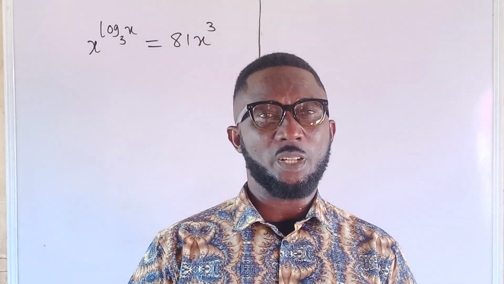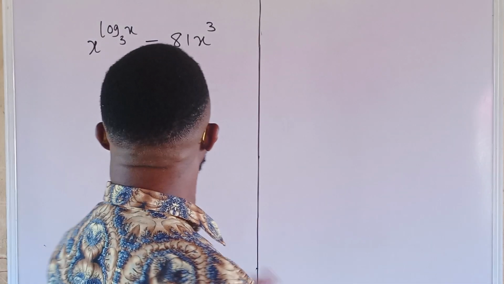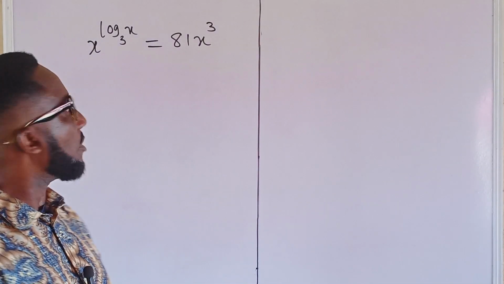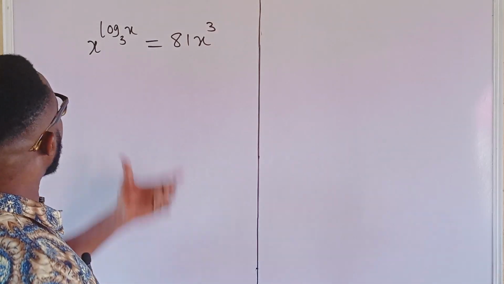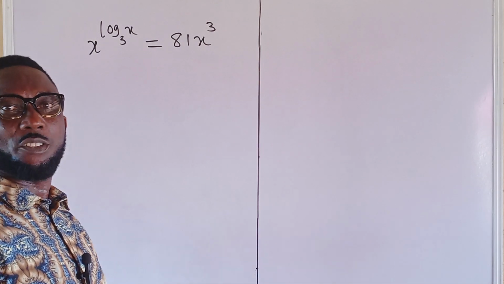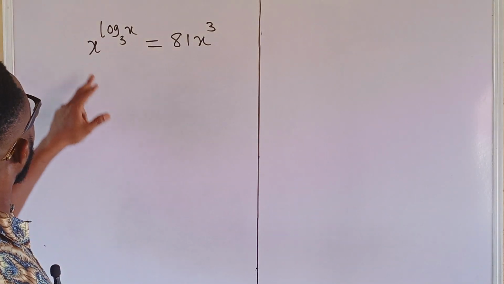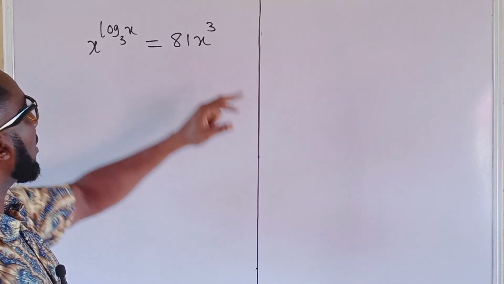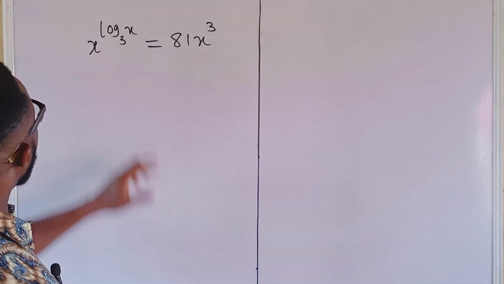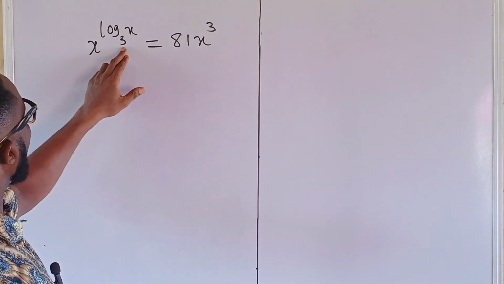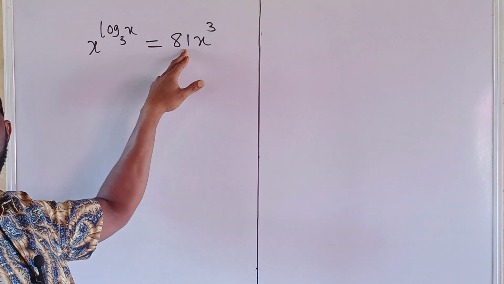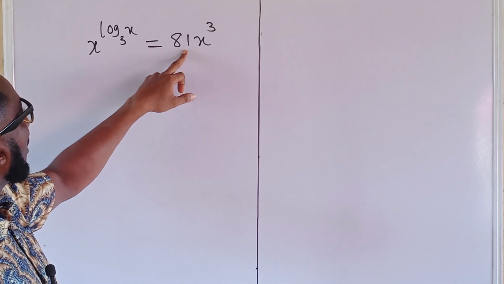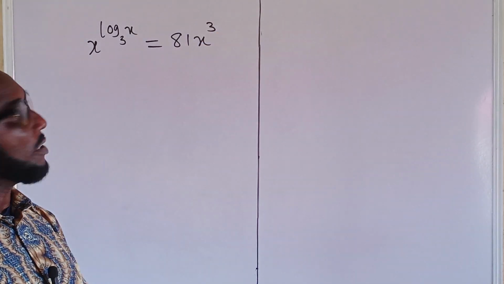We have another interesting problem, so let's go look at it. We have a nice logarithmic equation here from this table of Ivy League University's entrance exam problem. x raised to the power of log to base 3 of the argument x equal to 81x cubed. If you look at the exponent here, we have log to base 3, and 81 can be expressed as a power of 3, which is 3 to the 4th. And we have x cubed here.